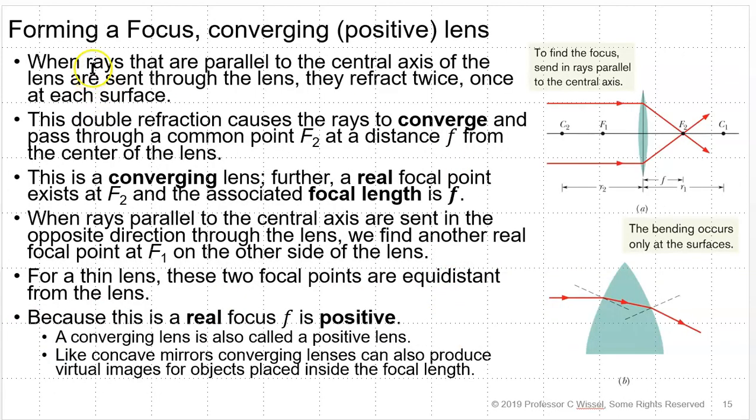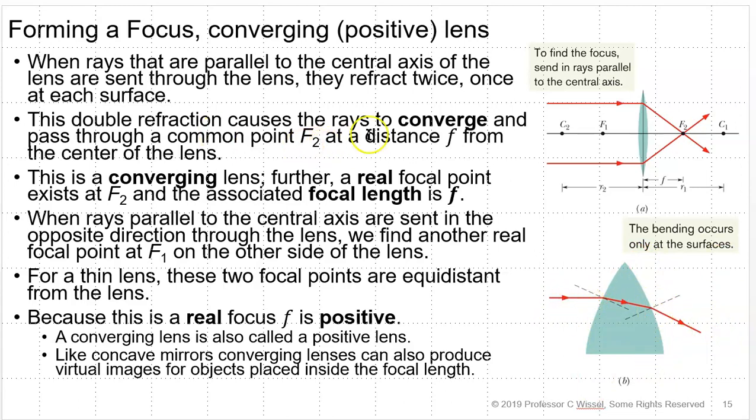Okay, when rays that are parallel to the central axis of a converging positive lens are sent through the lens, they will refract twice, once at the surface where they encounter the slower medium, and then again as they speed up coming out of the surface. The curvature of the two surfaces causes this bending here.